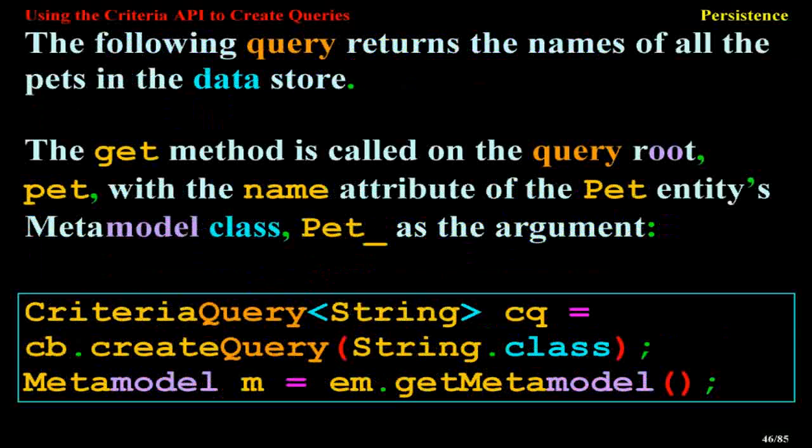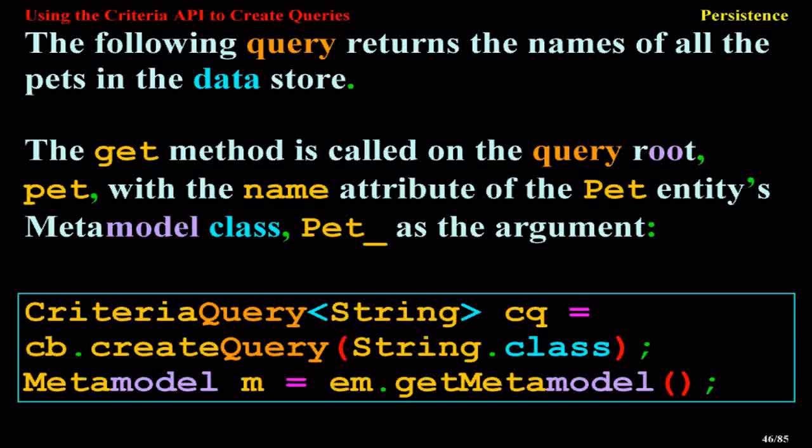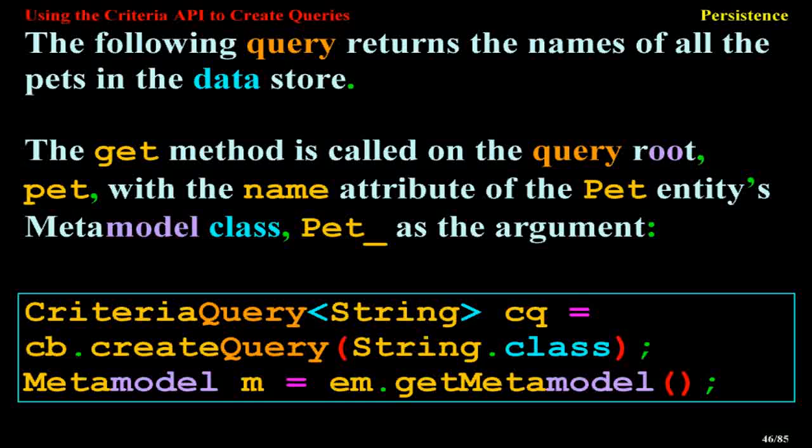The following query returns the names of all the pets in the data store. The get method is called on the query root, Pet, with the name attribute of the Pet entity's metamodel class as the argument.